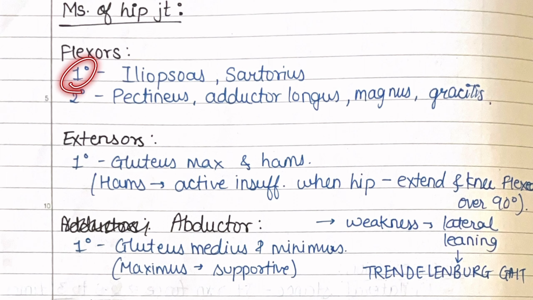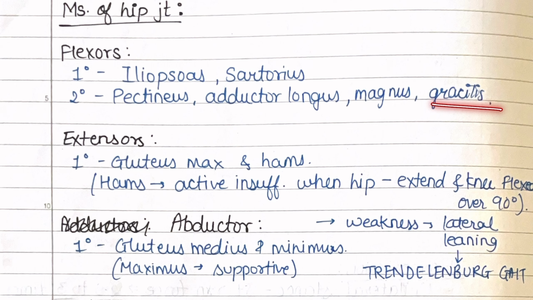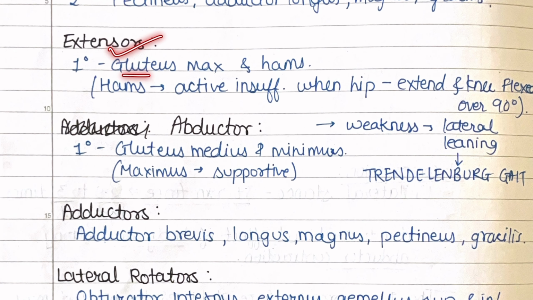So primary flexors are iliopsoas and sartorius. Secondary are pectineus, adductor longus, adductor magnus, as well as gracilis. Primary extensors are gluteus maximus and hamstrings. Hamstrings go into active insufficiency in the position when the hip is extended and knees flexed over 90 degrees. As I have mentioned in my shorts on active insufficiency versus passive insufficiency, I have given this example. You can go and watch that short.